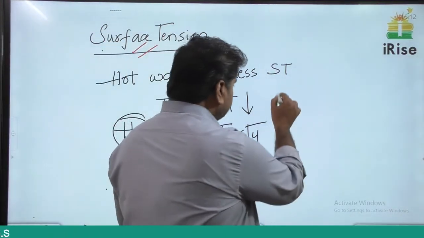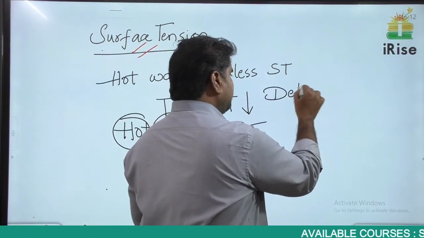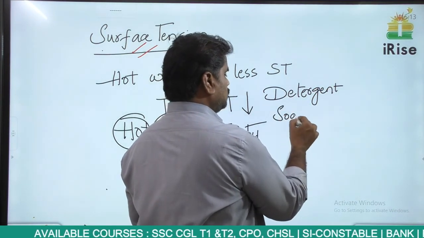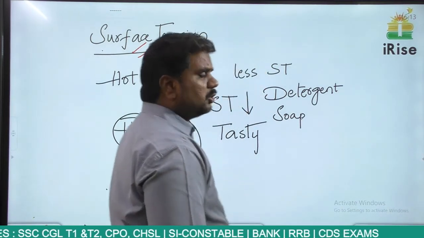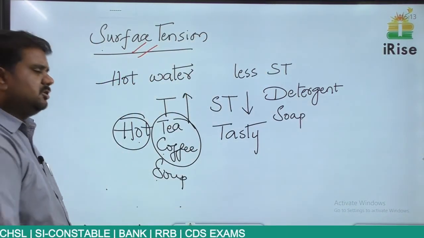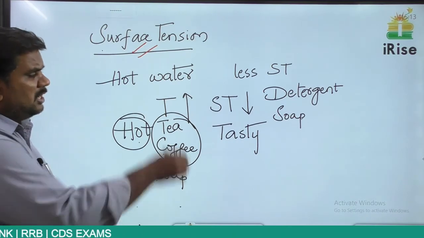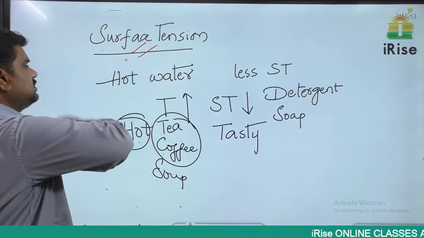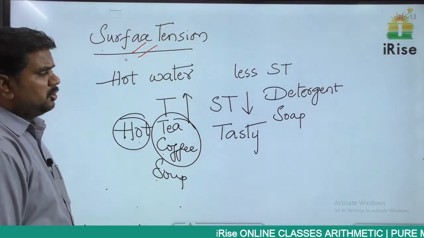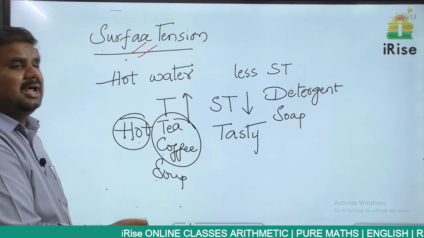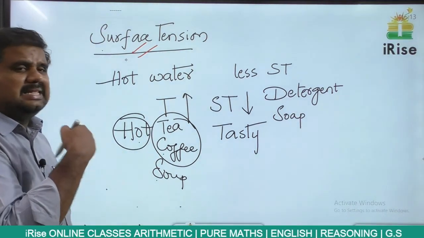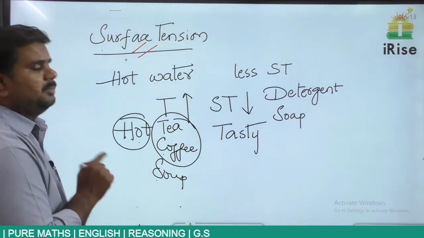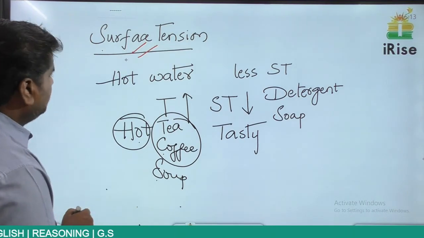At the same time, whenever we use detergent powder or soap for washing clothes, it is because that substance, the detergent or soap, reduces the surface tension, as a result of which dirt can be easily removed from the clothes. Right? That's it. This is about surface tension.